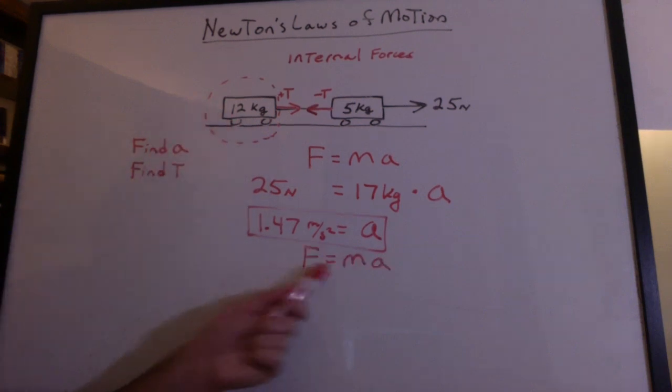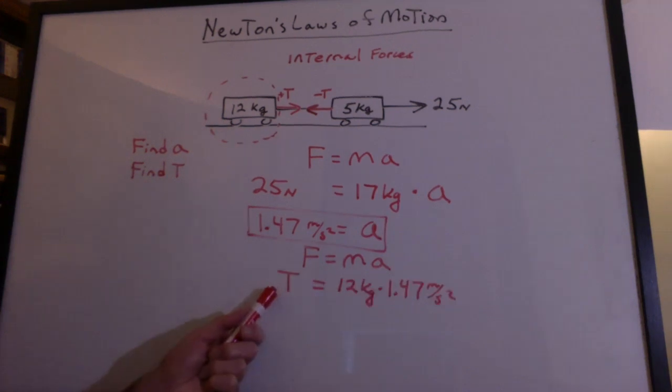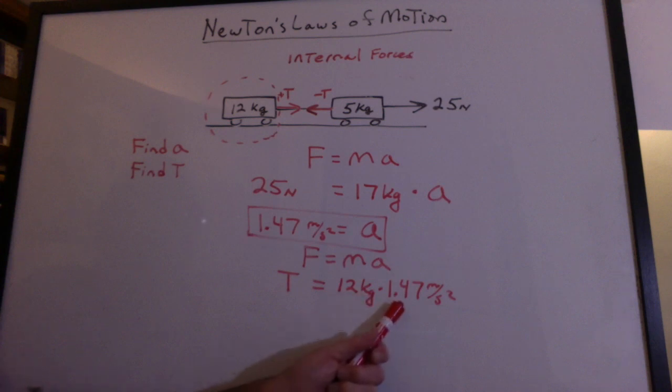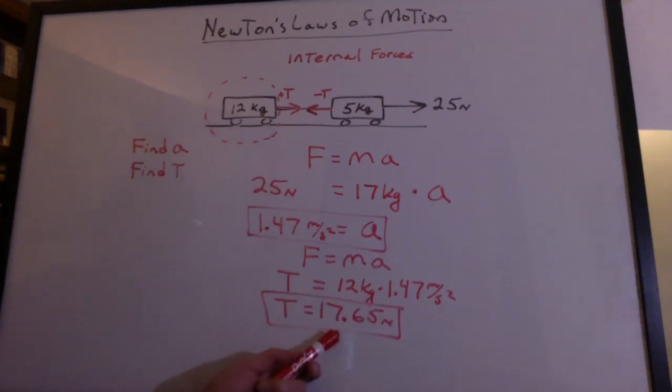I can now apply F equals ma just to this cart. There's only one force making it go forward. The mass of that cart is 12 kilograms, and it accelerates at 1.47 meters per second squared, as we determined earlier. And I get a tension of 17.65 newtons.